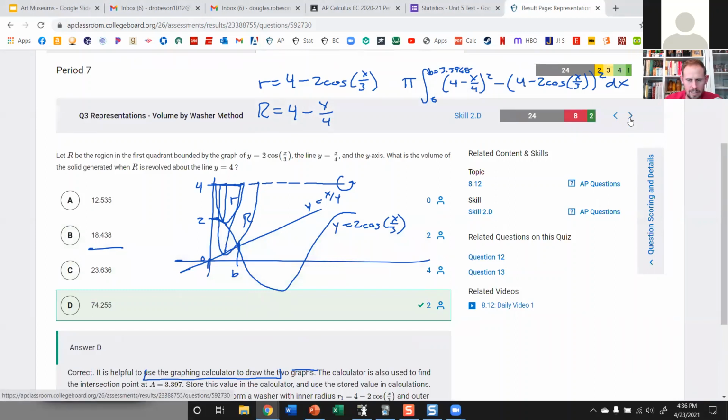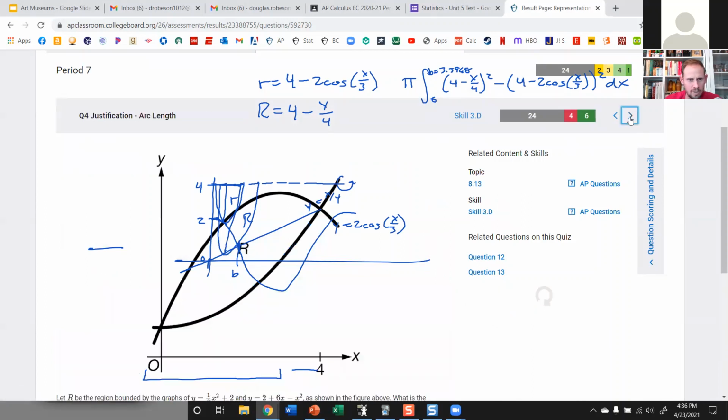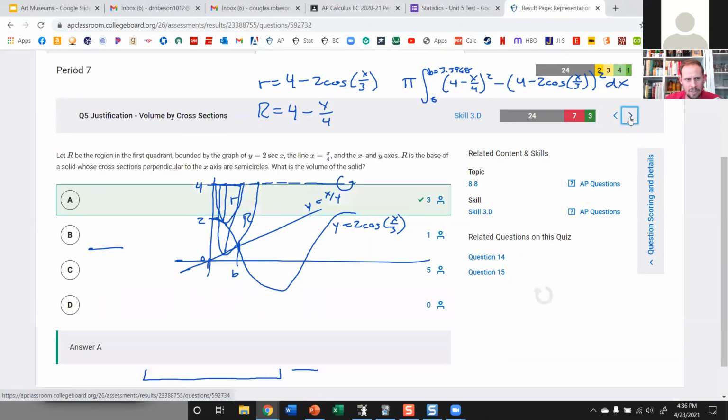All right, what's next? Just forgot washer method. It's big R minus little r. That's the washer method. Big R squared minus little r squared, I guess I should say. Arc length, we're good. Oh, there's another one.